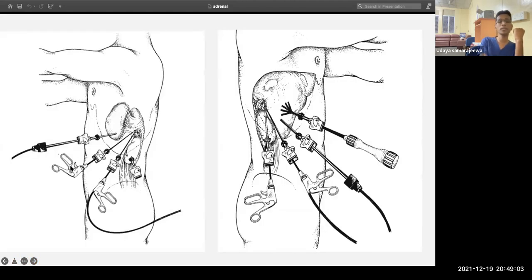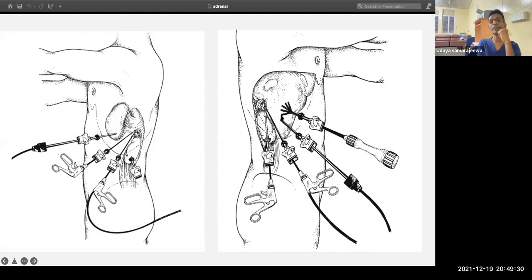So this is the instrument arrangement for the left and right adrenals. I usually use two 10 millimeter ports and one 10 millimeter port with a reducer, and also another 5 millimeter port for the second assistant for retracting purposes. And also this is the right adrenal.